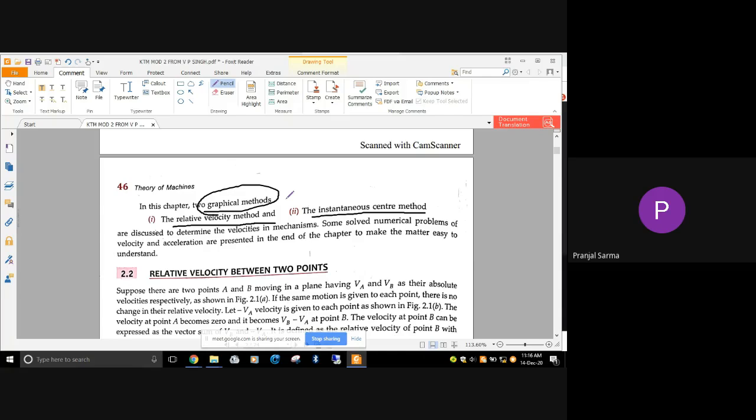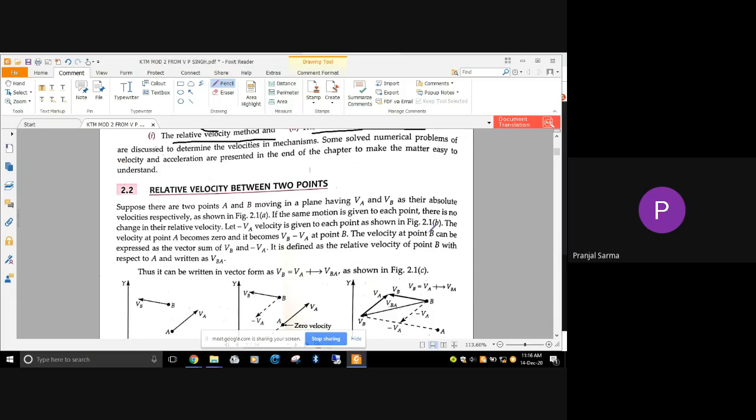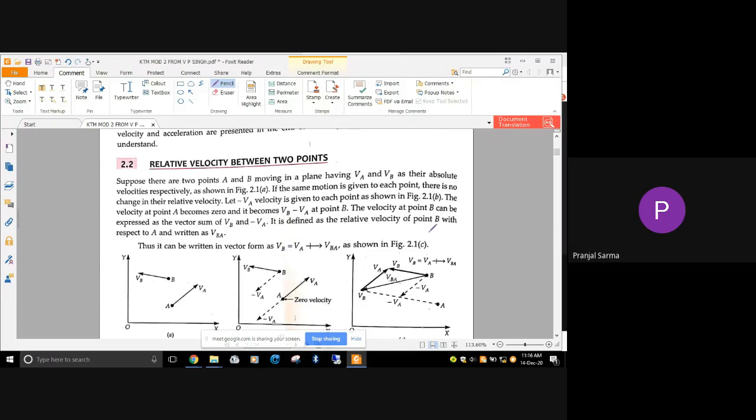Suppose a particular velocity of a particular point on that mechanism, how it is going to behave, what will be its velocity analysis, that kind of thing. Later on we also discussed the relative velocities between two points. We have seen how it comes from your normal vector analysis.